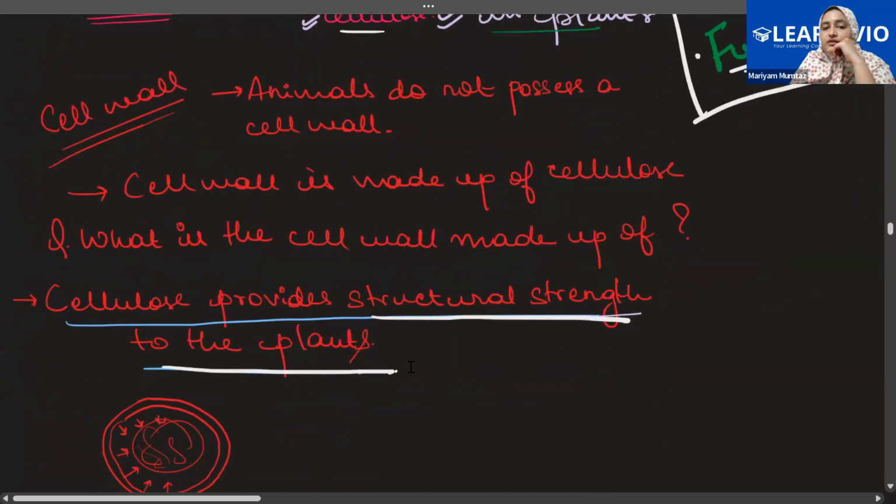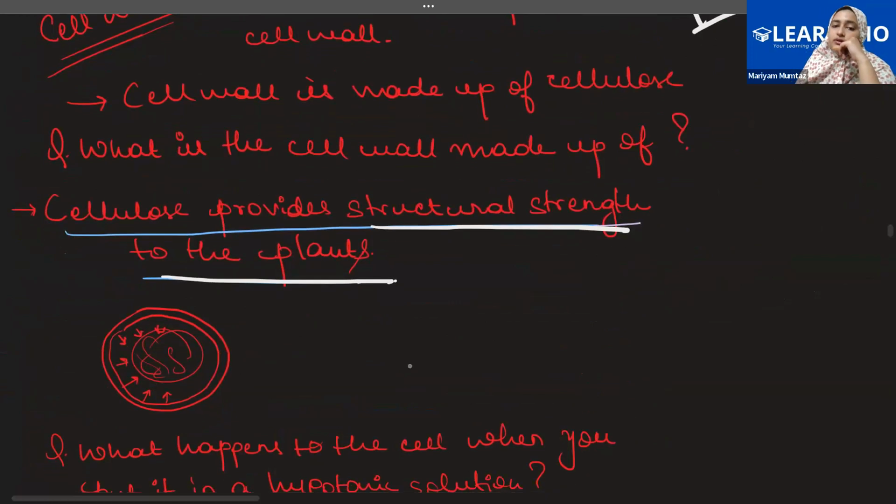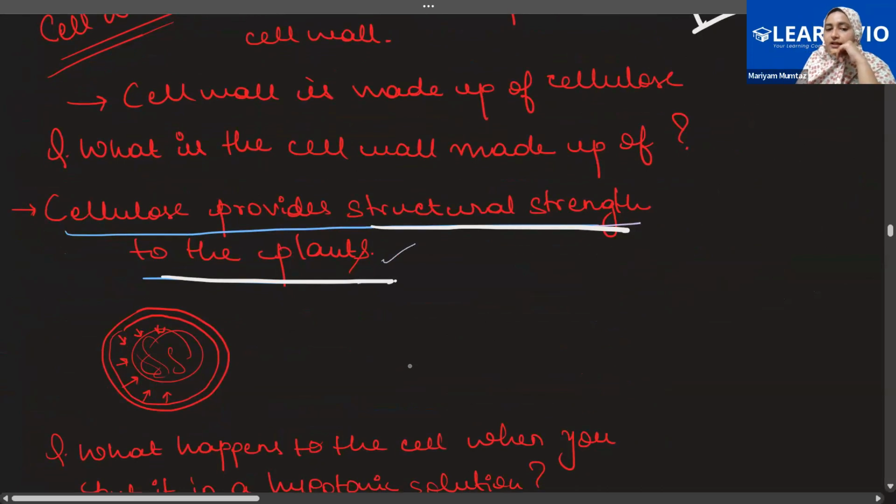Now, what is the function of the cell wall? Like why is the cell wall made up of cellulose? Because we initially have read that the cell wall is rigid, right? It is a rigid layer. Rigid means hard. And cellulose is one such component of the cell wall because of which it is rigid. So cellulose provides structural strength to the plants.